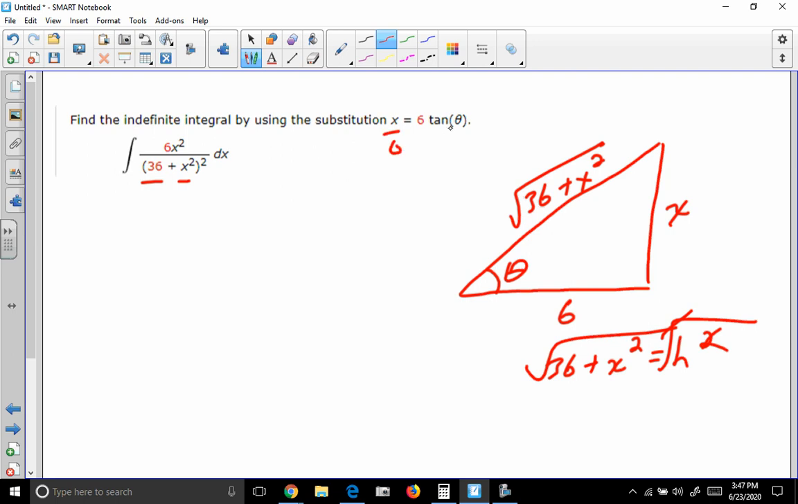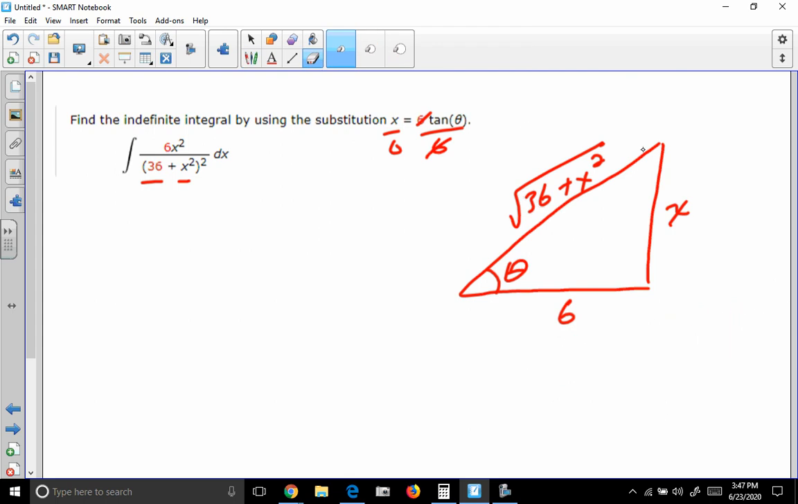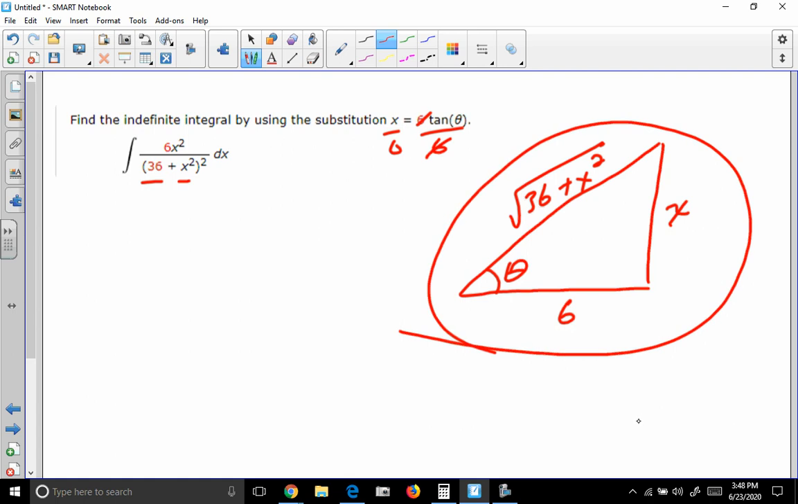Notice the substitution, they tell us x over 6 is tangent. But whether they tell us to make x equal 6 tangent or x over 6 equal tangent, with a constant squared and a variable squared, this is the way we're going to draw our triangle. The variable that's being squared, the constant that's being squared, and then the square root there. So let's make our substitution.